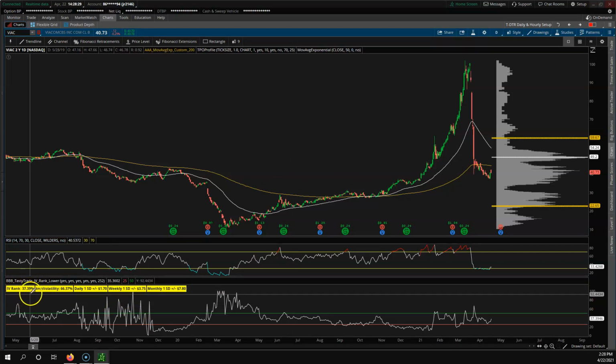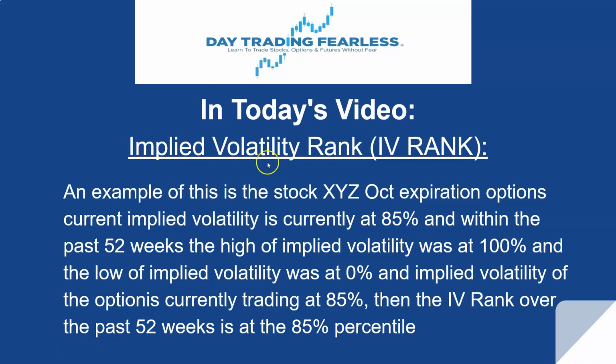But going back to the IV rank, okay, so right now, if I want to buy these calls, they're not cheap, but they're also not expensive, right? We're at the 37 percentile of 1 to 100, right? So that's kind of the basics of this IV rank, right? So as it goes up or down, and in this case that we were talking about, it's currently at 85, then the IV rank over the past 52 weeks is at 85 percentile.